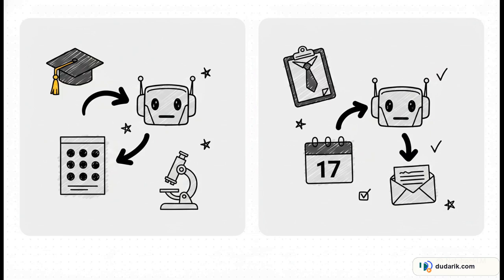But on the flip side, an administrative staff member could use an event planner agent to automatically generate step-by-step checklists and draft perfectly tailored invitation emails for an upcoming campus workshop. Same tool, totally different massive productivity boosts.